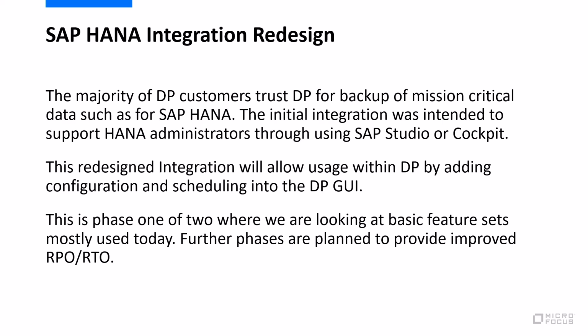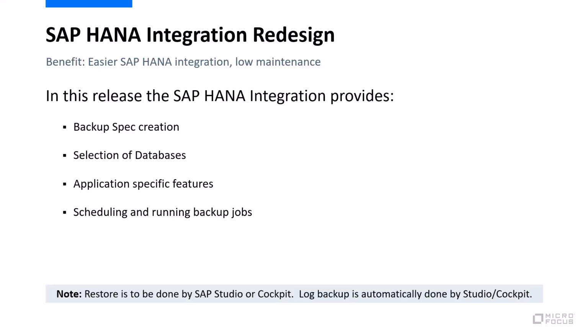So this is phase one of two phases where we're looking at the most important features first, and then come in with later enhancements in subsequent releases. In this release, the SAP HANA integration provides backup spec creation, and that's including all the configuration items that happen on SAP HANA servers. Just to remind everybody, in the past, there were a couple of manual steps to be done here, so this is now completely automatic.